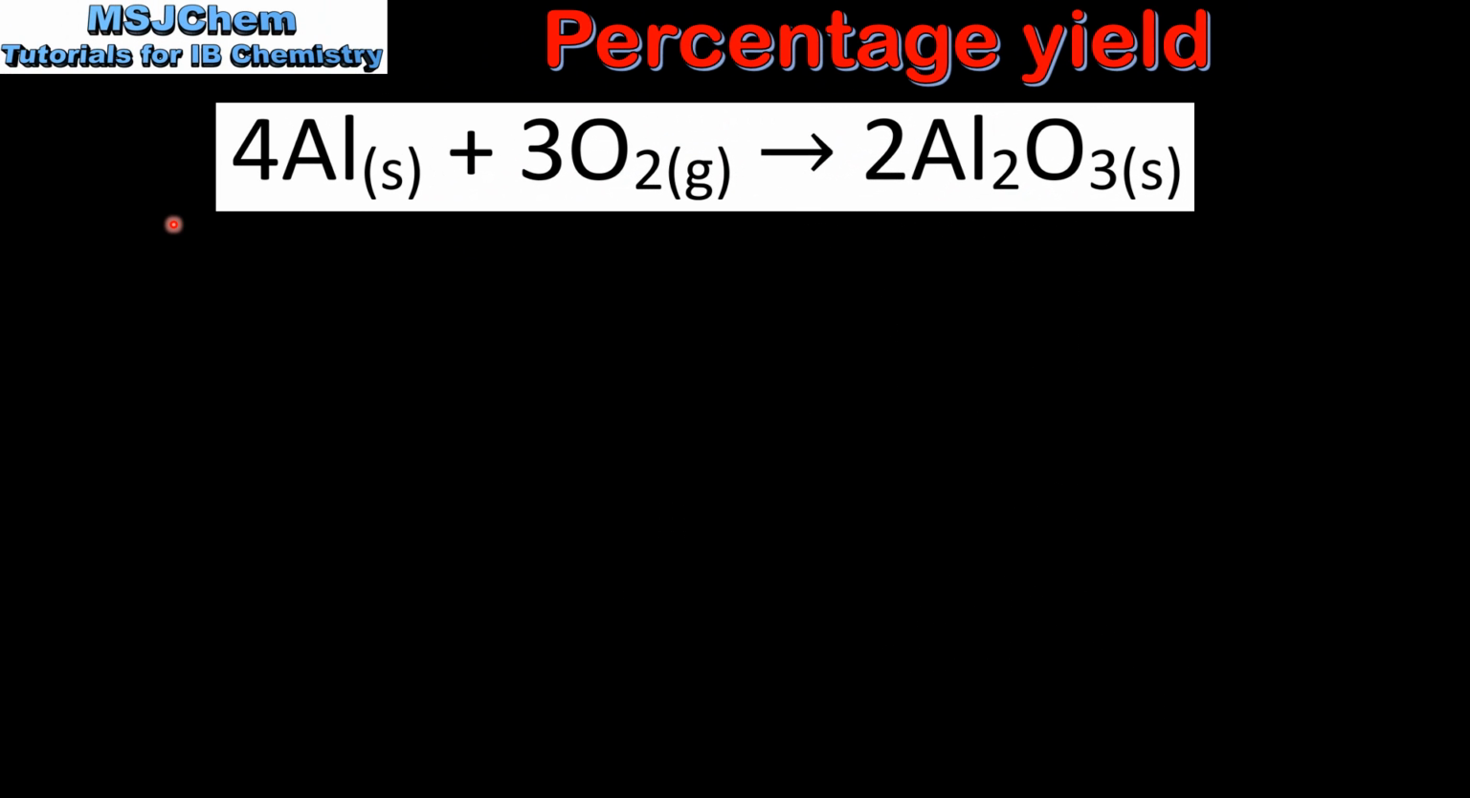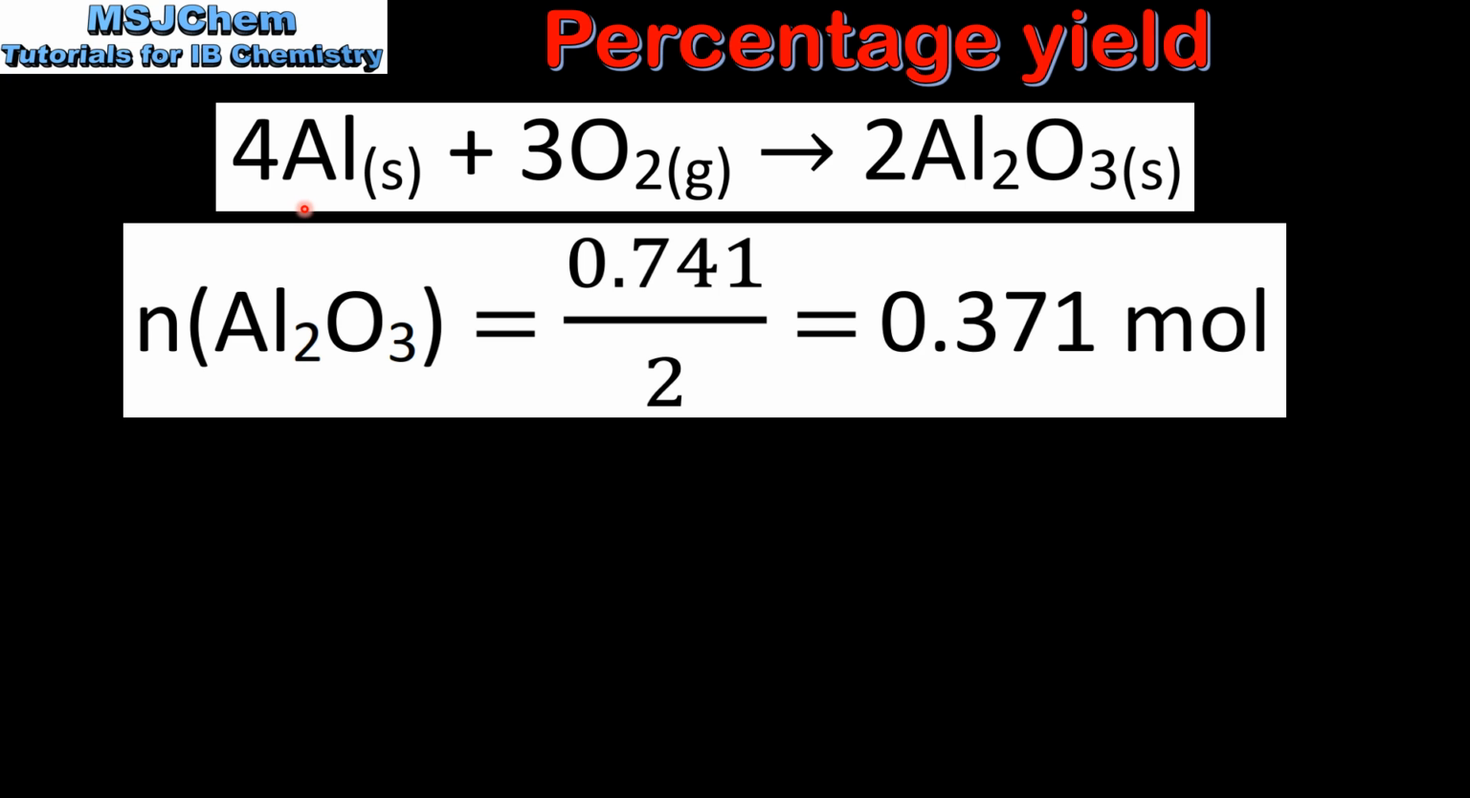The next step is to calculate the maximum amount of aluminium oxide that can be produced. To do this, we look at the ratio between the limiting reactant, which is aluminium, and the product in question, which is aluminium oxide. The ratio of aluminium to aluminium oxide is a 4:2 ratio. Therefore, to calculate the amount in moles of aluminium oxide, we divide the amount in moles of aluminium by 2, and this gives us 0.371 moles of aluminium oxide.